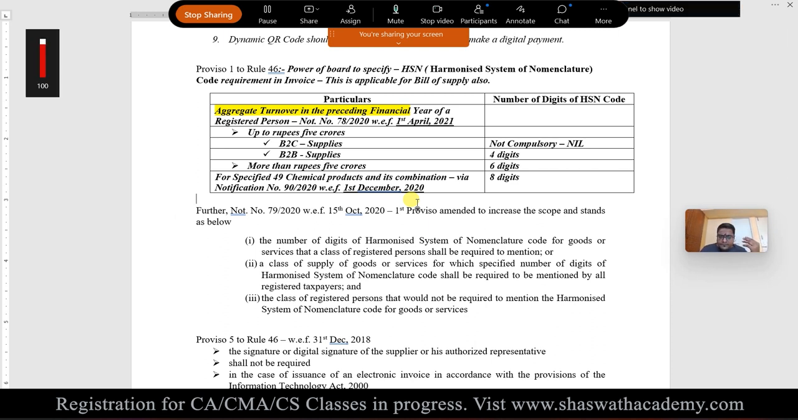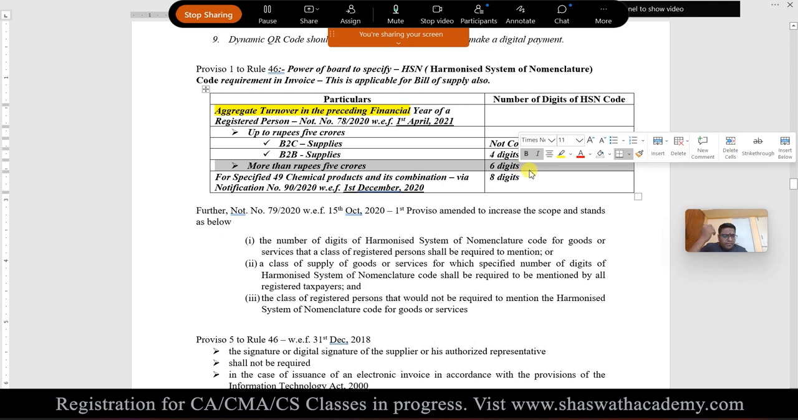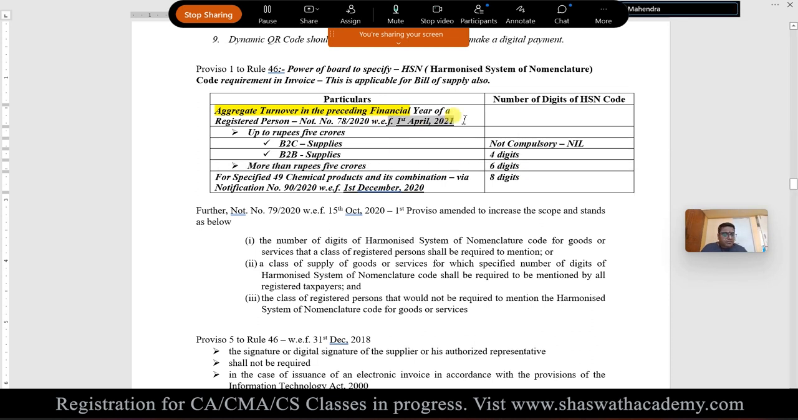Sir, if a registered person supplies more than 5 crore, and if he supplies to B to C? No difference, 6 digit. See, if you are more than 5 crores, irrespective of whether you are going to B to C or B to B, doesn't matter. Your product is your product. You have to mention 6 digit. That's it. And this was applicable from 1st of April.